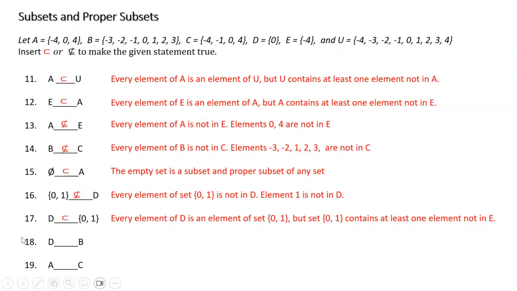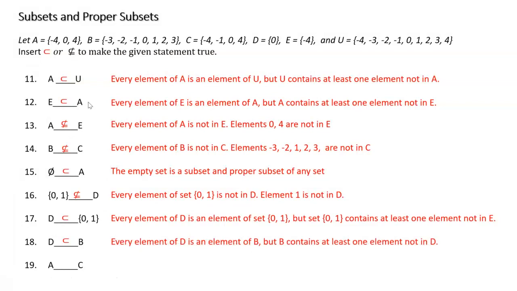Let's look at number 18. We have D first, so let's look at D. D is a set containing the element 0. And B is a set containing -3, -2, -1, 0, 1, 2, and 3. And we notice the element 0 is there. So this will be a proper subset. Every element of D is an element of B, but B contains at least one element not in D.